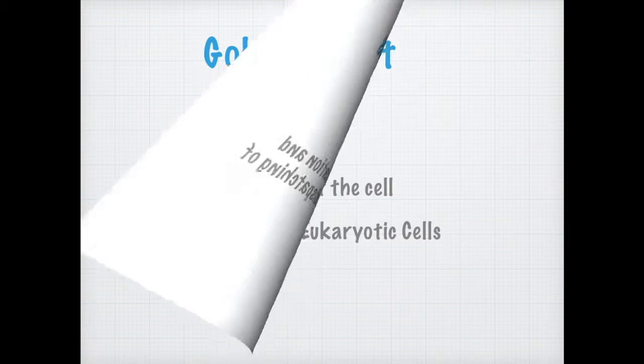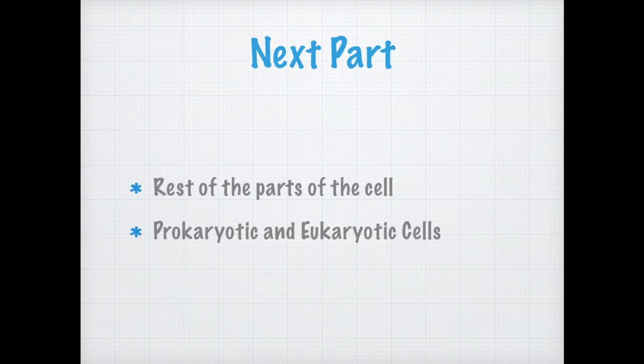Now let's move on to what we are going to study in the next part. In the next part we are going to study about the rest of the important parts of the cell, and we are going to study about the prokaryotic and the eukaryotic cell. Just to give a bit of background, the prokaryotic cells and the eukaryotic cells are basically two different types of cells, and they constitute two different types of organisms.